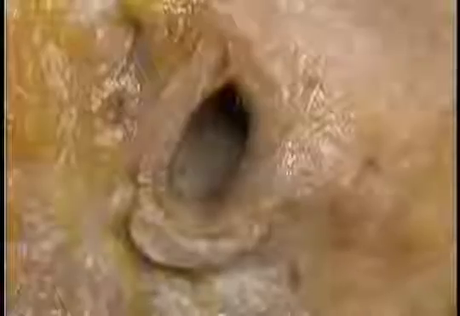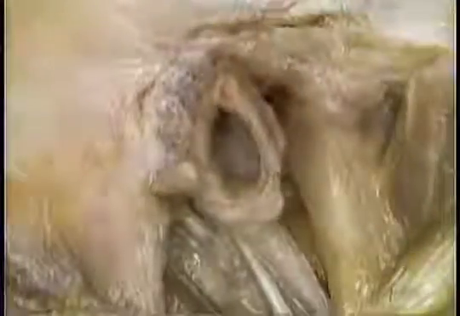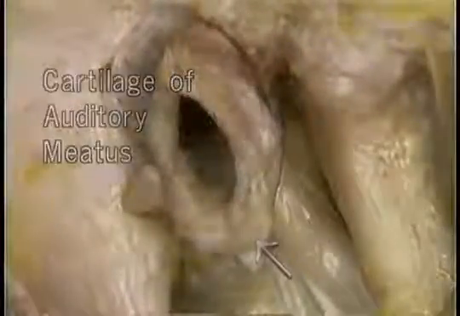The outer part of the external meatus is supported by a partial tube of cartilage. Here's the cut edge of the cartilage. It's continuous with the cartilage of the auricle. To see it better, we'll remove the surrounding soft tissue. Here's the cartilage of the external auditory meatus. It extends much further below than it does above.